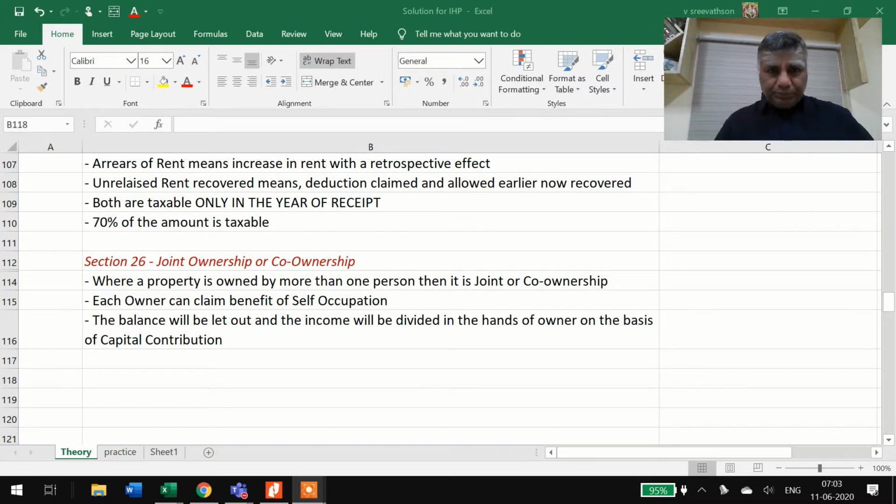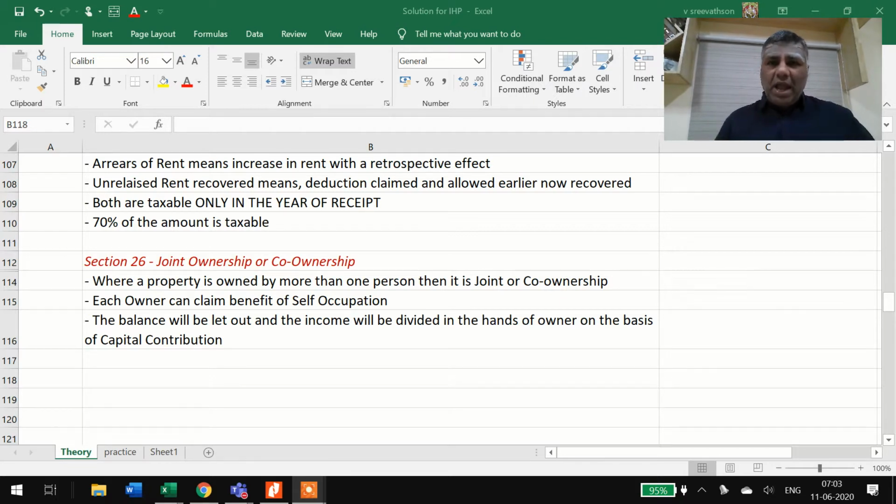How is that? Step 1, MV, FRV, whichever is higher. That answer with SR, whichever is lower. That answer with AR, whichever is higher. The answer of step 3 is known as expected rental value. Less vacancy allowance, if it is there, I will reduce. I will get gross annual value. Less municipal taxes paid, I will get net annual value.